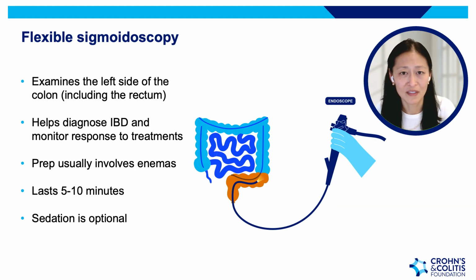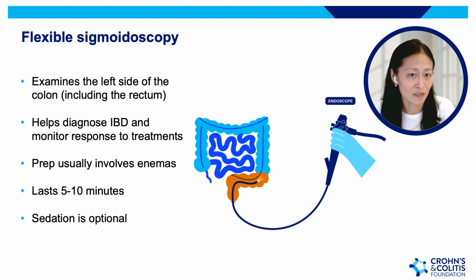Moving on, a flexible sigmoidoscopy is an abbreviated or shortened version of a colonoscopy. It only looks at the end of the colon, which is usually just the left side of the colon, so the rectum, the sigmoid, and the descending colon, sometimes the transverse colon. This helps diagnose IBD, but also to monitor response to treatments. Particularly if your inflammation is always just at the end of the colon, then a flexible sigmoidoscopy may be appropriate in certain circumstances as opposed to a full colonoscopy.